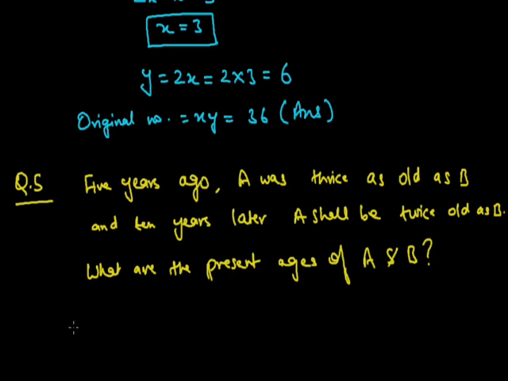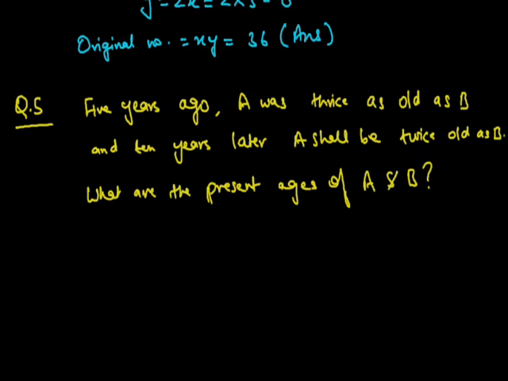So now in the question it is given that 5 years ago the age of A was 3 times the age of B, and 10 years later, from the present condition, the age of A will be 2 times the age of B. So accordingly we need to find out the present ages of A and B.